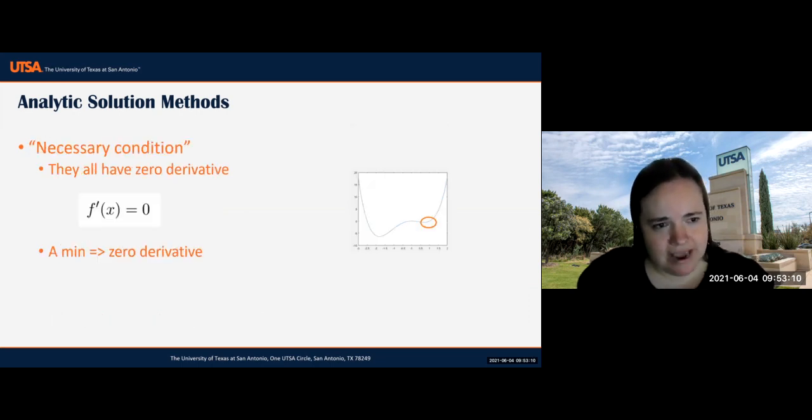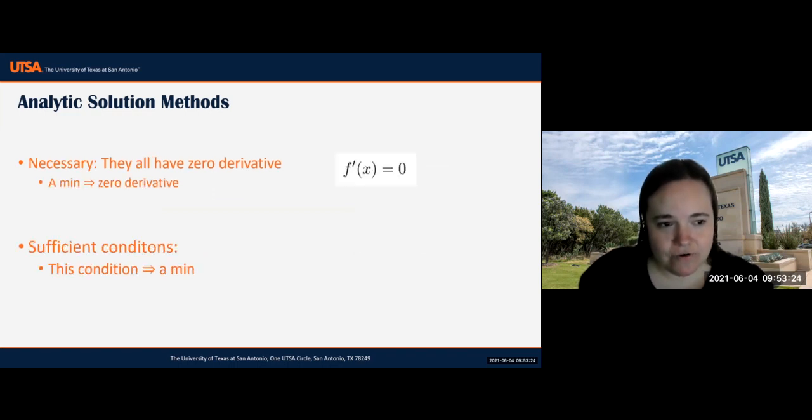We call this a necessary condition. So it's a necessary condition to be a local minimum that it has a 0 derivative. And this is in contrast to a sufficient condition. So having a 0 derivative isn't enough to say that it's a local minimum, but it is necessary. So any solution that has a 0 derivative is, let's say, a candidate solution. We could look at it, it might be a minimum. It at least has the necessary features of a minimum, but not sufficient. So that condition isn't enough to say that it's a minimum.